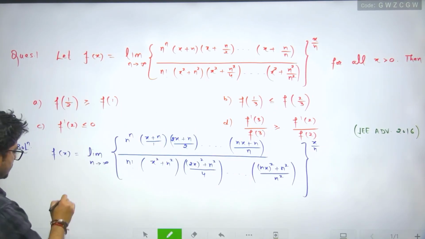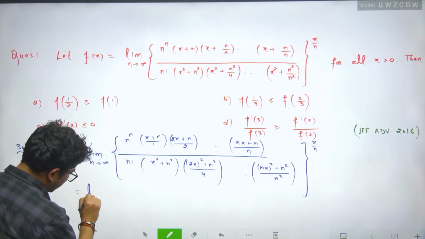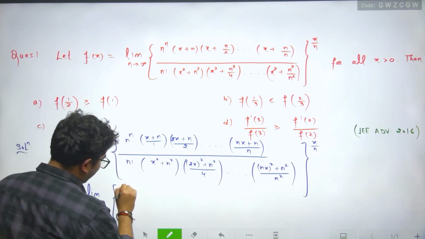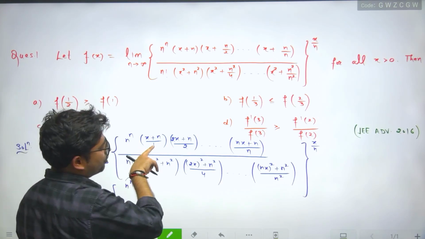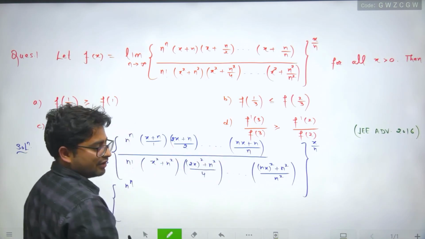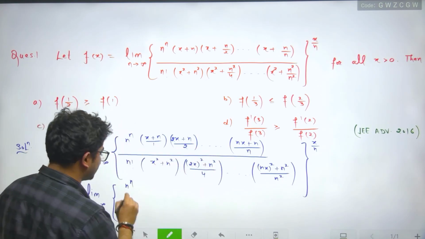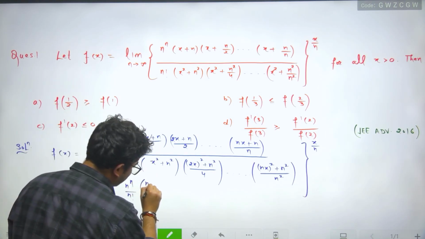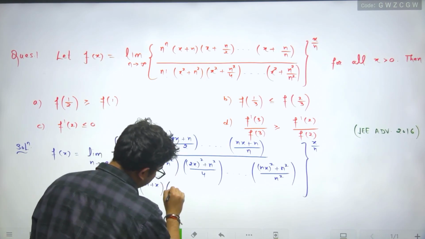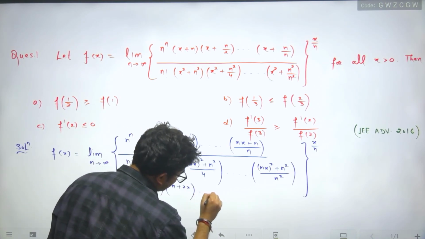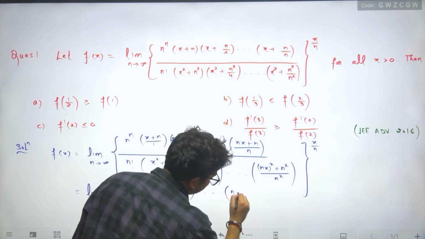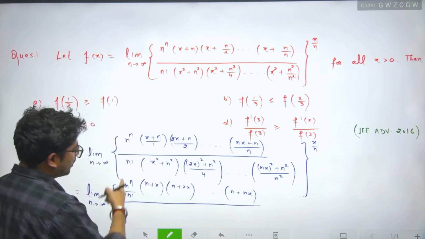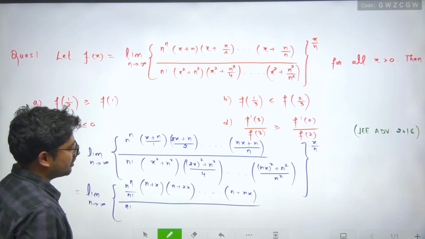Now sir, this can be written as limit n tends to infinity of n^n, and in the denominator you have 1, 2, 3, 4 till n, that is the product of 1 to n, that is n factorial. Into that is n plus x, next is n plus 2x, and so on, and the last one is n plus nx, and the whole thing is divided by n factorial as it is.